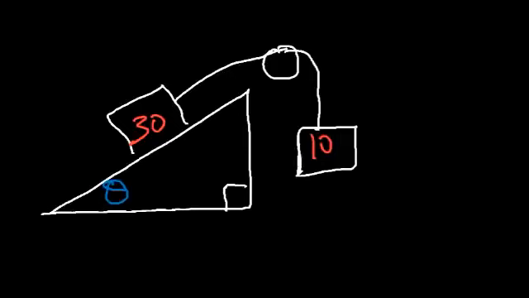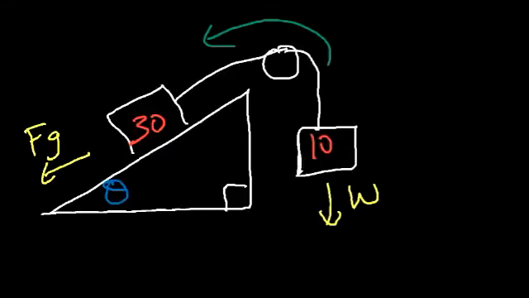If the angle is very large, F of g will exceed the weight force. And when F of g exceeds the weight force, it's going to go to the left. If the angle is too small, the weight force will exceed F of g, and it's going to go to the right. So what is the angle at which the system remains at rest?